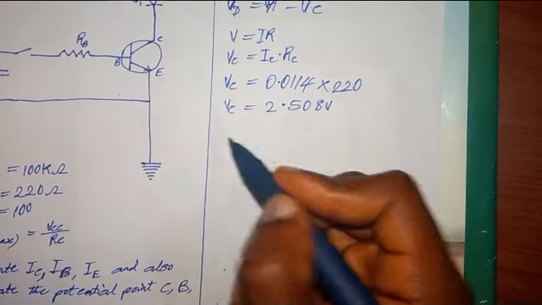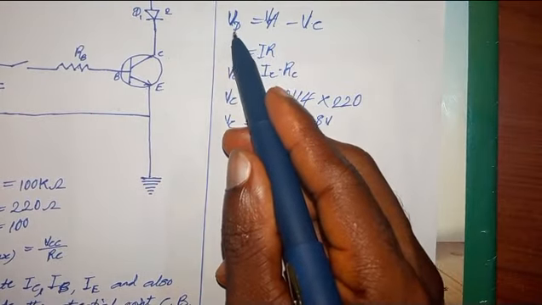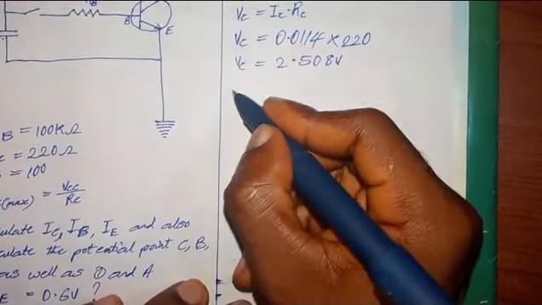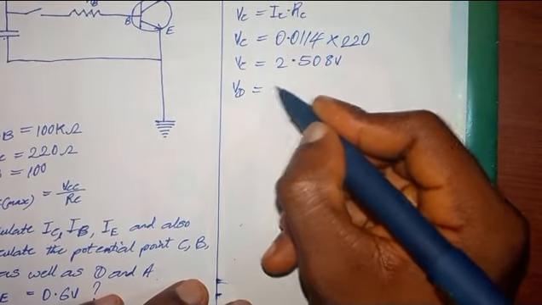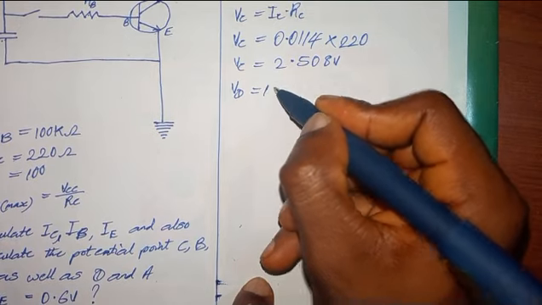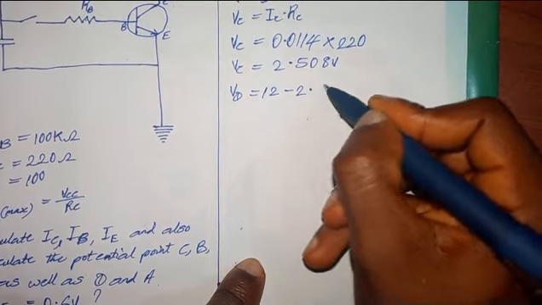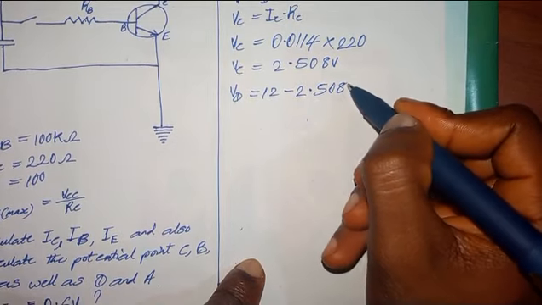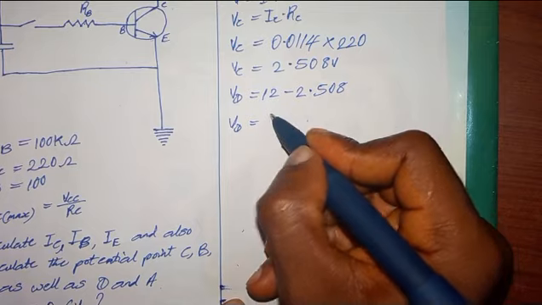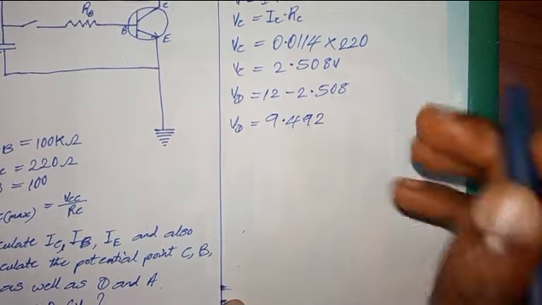So we have gotten VC. We know what VC is. We know what VA is. Now we can solve for VD, which is VA minus VC. VD is equal to VA, which was given there as 12. I told you the input current is the same current that flows through point A. 12 minus 2.508 volts, and VD is equal to 9.492. That's the answer for VD.